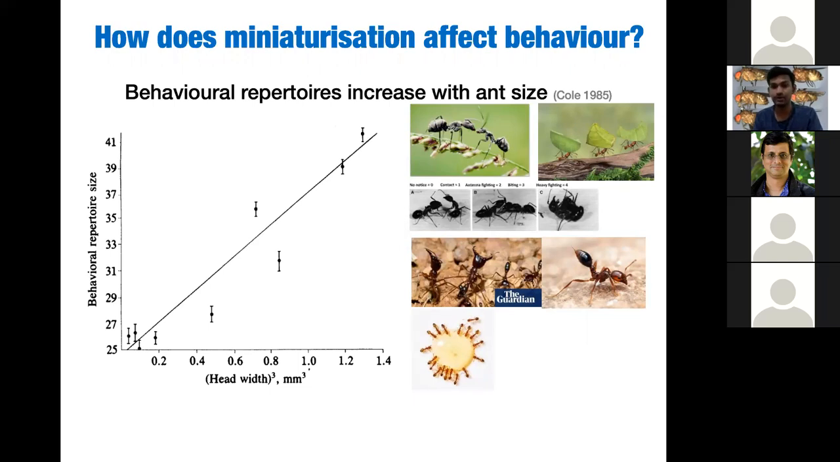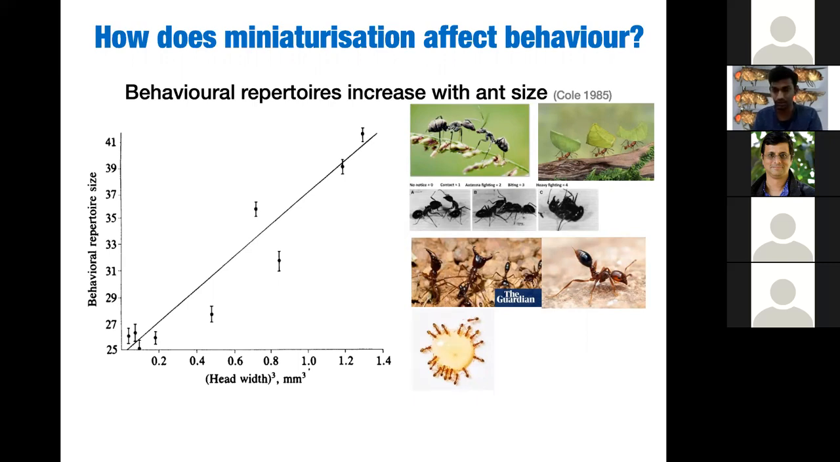And also not all behaviors may be similarly demanding when it comes to neural demands. That's another thing that this particular approach doesn't cover. So we need an objective way to quantify and answer this question about how miniaturization affects behavior.